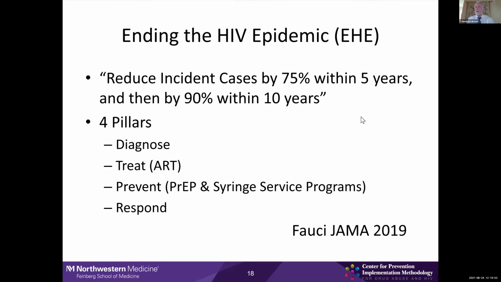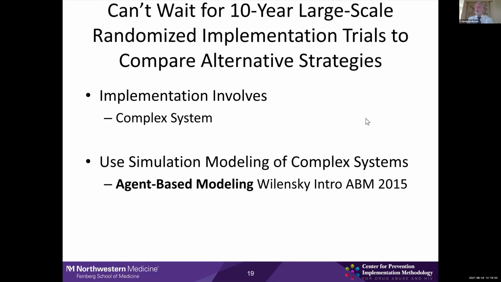But here's the question you'd have in here. How do you tell whether you're going to be doing the right thing over a 10-year period? You have a goal of 10 years. You're working hard to try to build in evidence-based programs and deliver them successfully in here. But we can't wait 10 years to conduct a randomized implementation trial to compare alternative implementation strategies to tell us whether or not we would do any good.